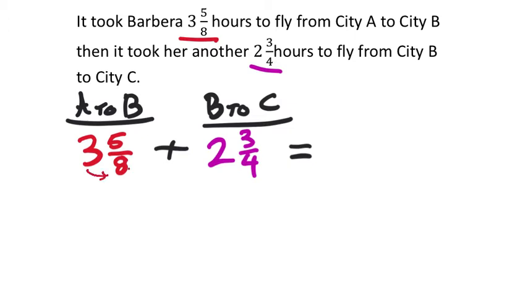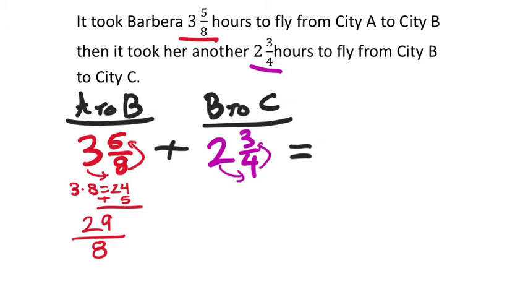It's kind of our first step in solving these with mixed numbers. So I'd have first 3 times 8, which is 24, and then add the 5 numerator, which is 29. Remember, the denominator is not going to change, so that's 29/8. And then the second number, using the cycle method as well, that'd be 2 times 4, which is 8, and then add the 3 numerator, which is 11 in fourths.